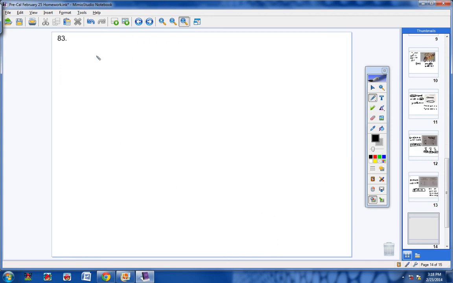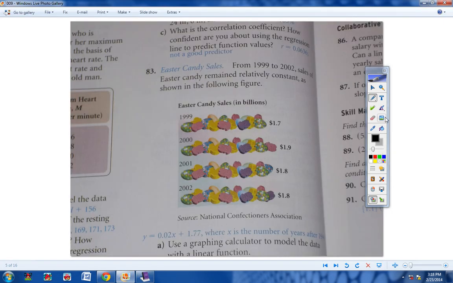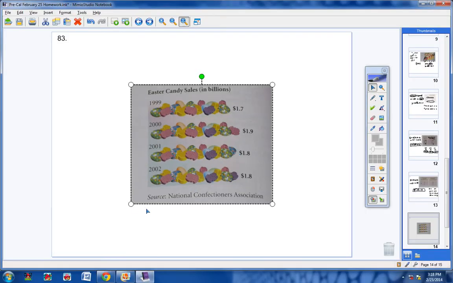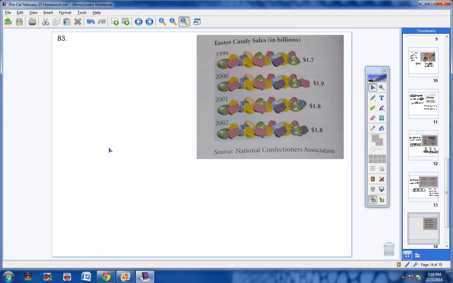Okay, 2 problems left. Let's take a look at number 83. And I think number 83 does require a picture. Let's get that real quick. Alright, number 83 reads as follows. From 1992 to 2002, sales of Easter candy remained relatively constant as shown in the following figure. Okay, we're not going to use a graphing calculator. We're going to do it the long way. They want us to write a linear model.